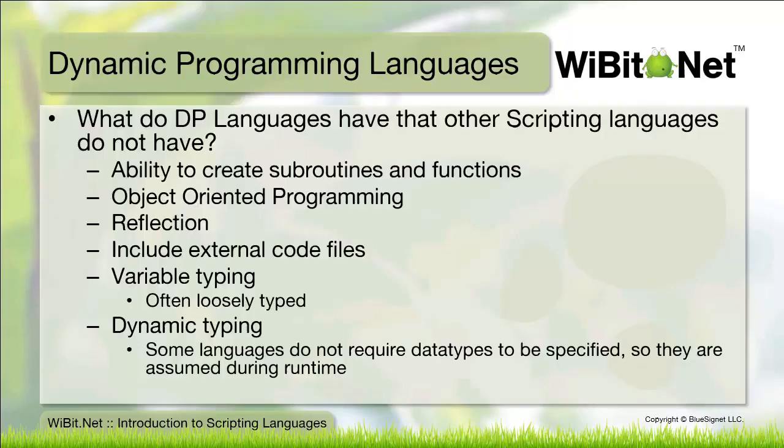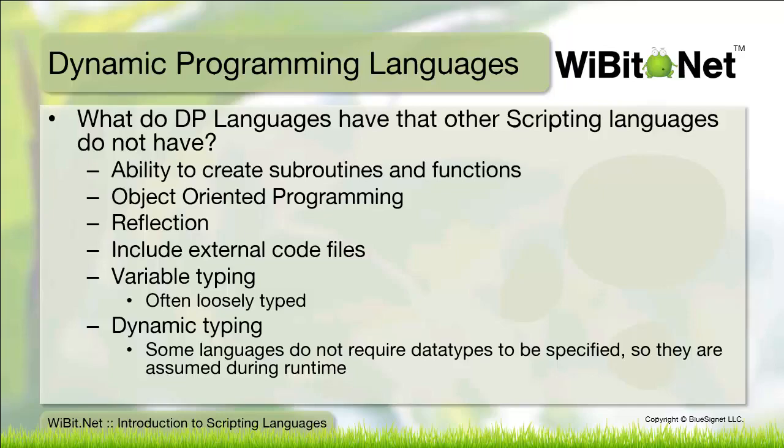Dynamic programming languages. So Jason just alluded to DP languages a minute ago, so let's more accurately define what a dynamic programming language has as its characteristics. They have the ability to create subroutines and functions, which is not something you would typically think a command line interpreter could do. It has object-oriented programming. It uses advanced software development tactics like reflection. You can include external source code files, variable typing.